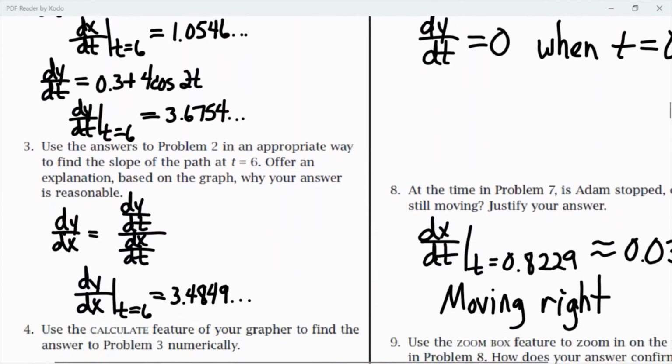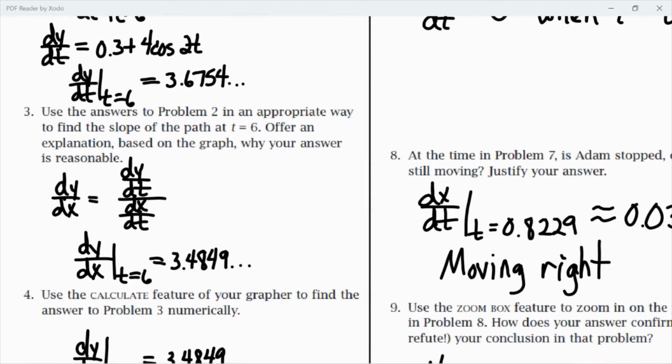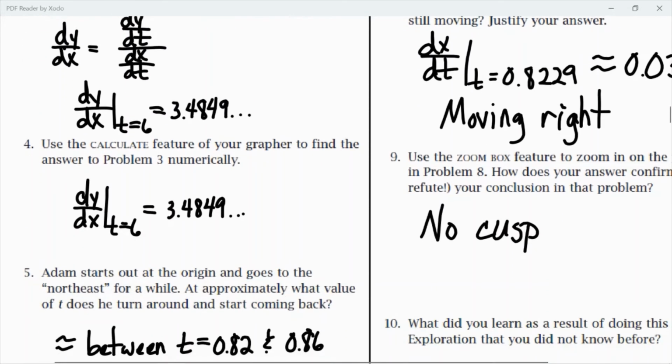Okay, so number 3, they asked you to find dy/dx. Well, I can get dy/dx from dy/dt and dx/dt if I divide dy/dt over dx/dt, and I get about 3.4849. So that is still the tangent slope. If I were to graph that curve at time t equals 6, that's the slope of the tangent line, 3.4849.